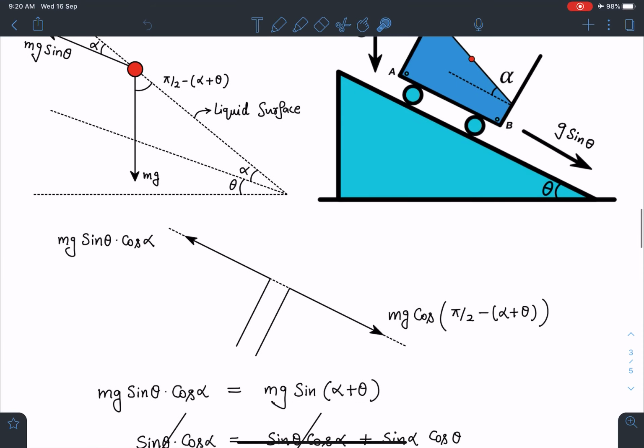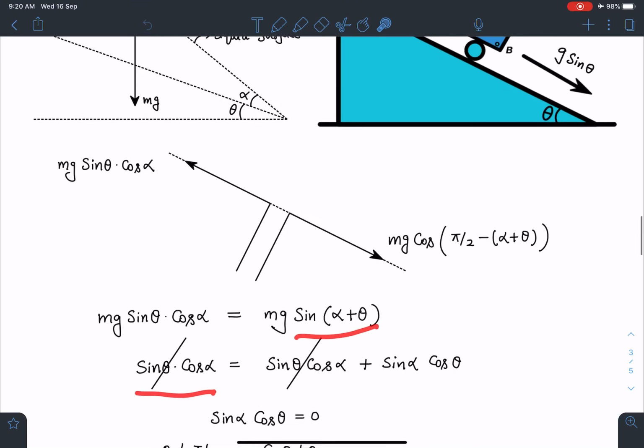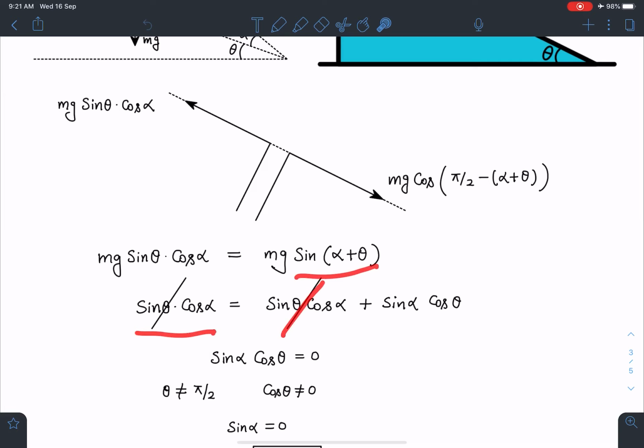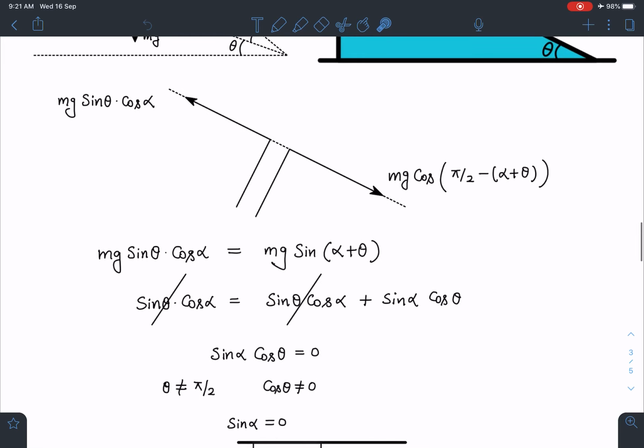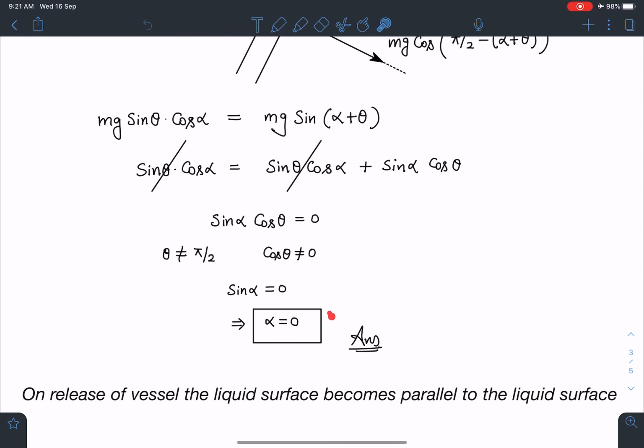So if I see here, mg gets cancelled. This side it is sine theta cos alpha. Using the sine (a plus b) formula, if I simplify, this entire term is going to get cancelled, and I'll be getting sine alpha cos theta is equal to 0. Since inclination is given, theta is not pi by 2, and if theta is not pi by 2, cos theta cannot be 0. That means sine alpha is going to be 0, and if sine alpha is 0, directly I can say that alpha is going to be 0.